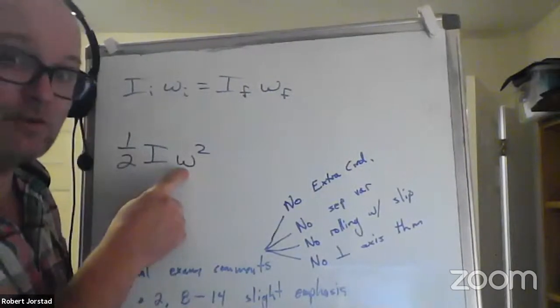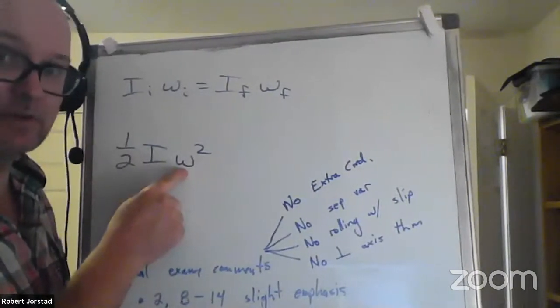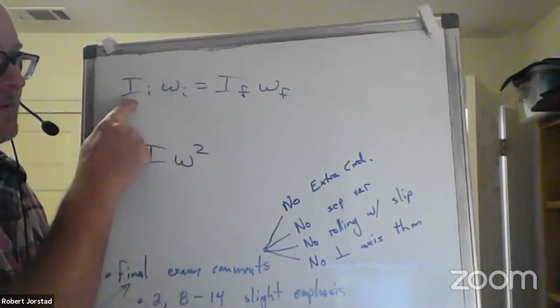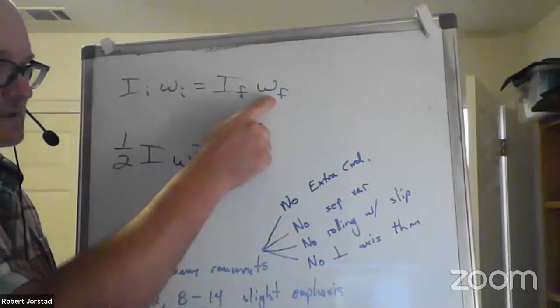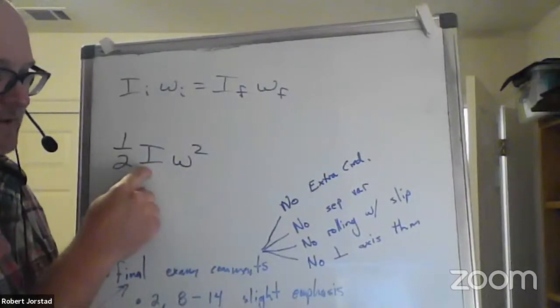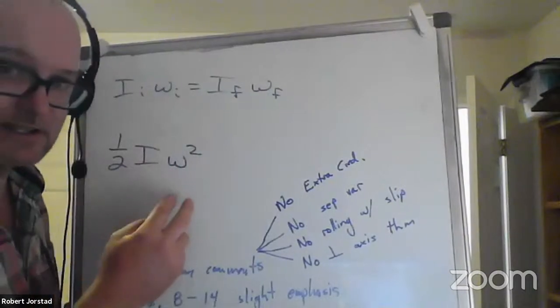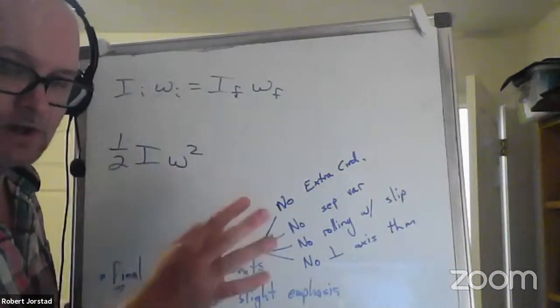This gets cut in half. This would be quadrupled. So you actually double the energy. So if your moment of inertia cuts in half, your rotation rate doubles, and then you have 1/2 here times 4, you actually get a doubling of the rotational energy as well. Questions on that?